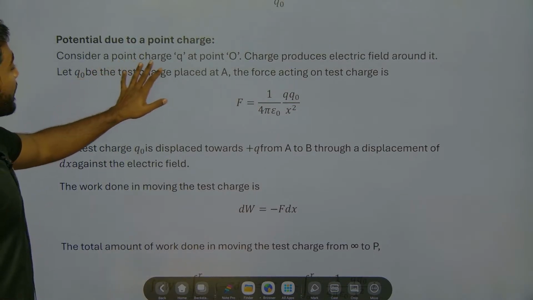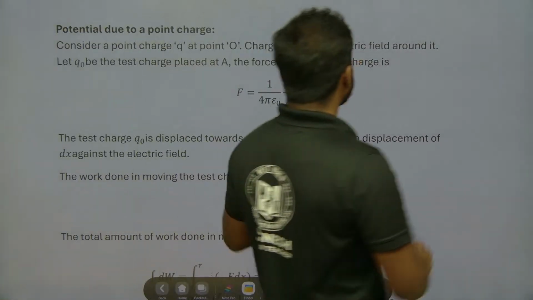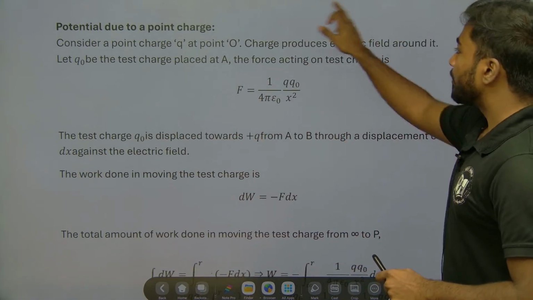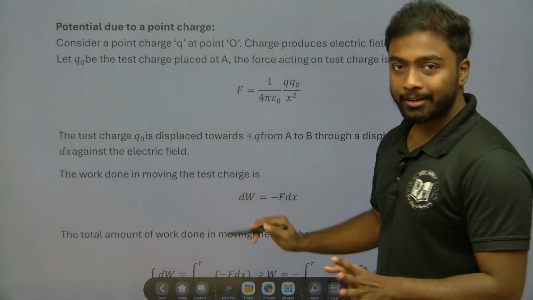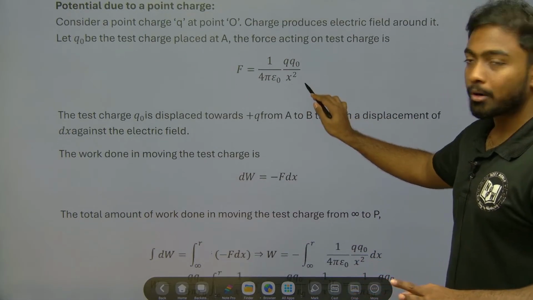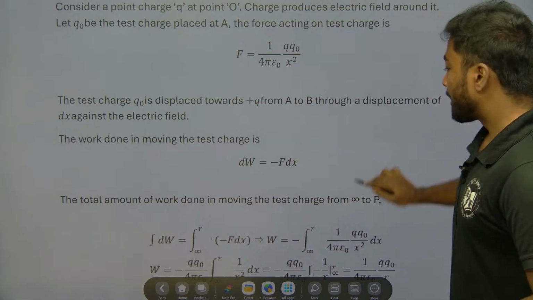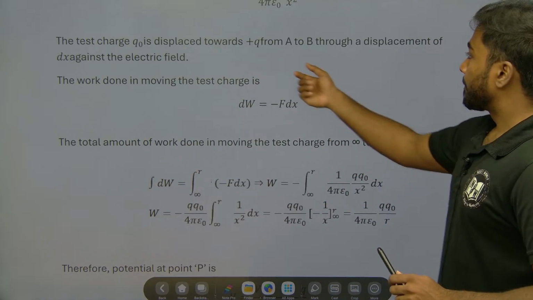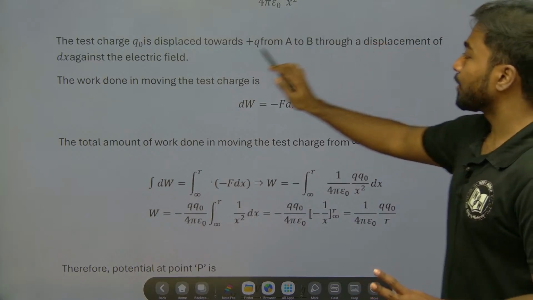We consider a point charge q at a point O. The charge produces an electric field around it, whether it is a positive or negative charge. Let q naught be the test charge placed at point A. The force acting on the test charge is F equals 1 by 4 pi epsilon naught, q q naught by x square. The test charge q naught is displaced towards plus q, from A to B, through a displacement of dx.